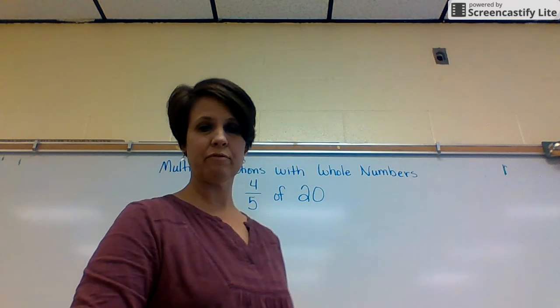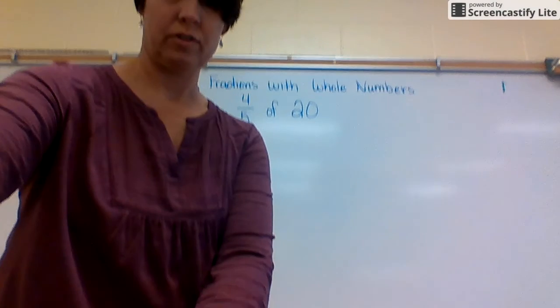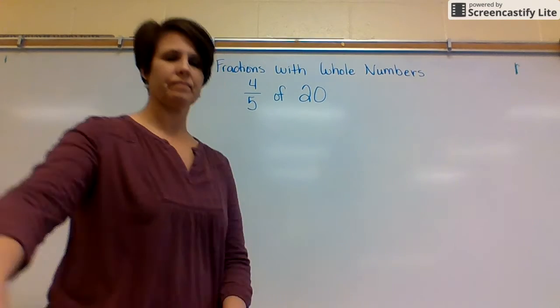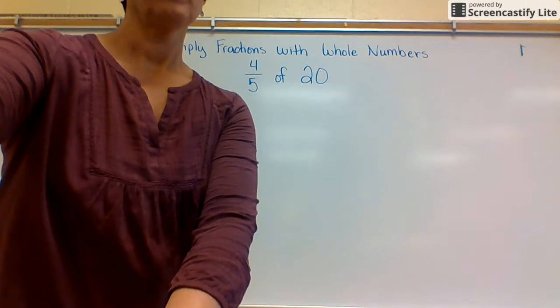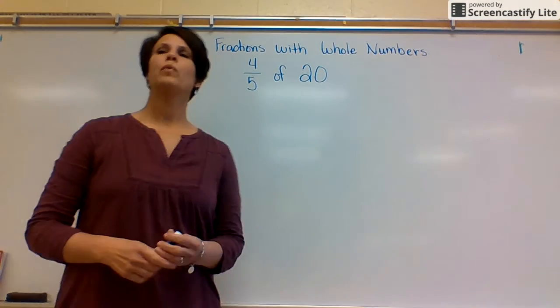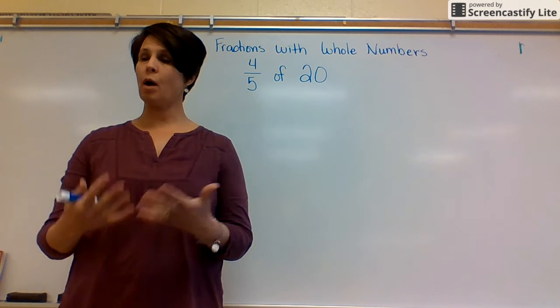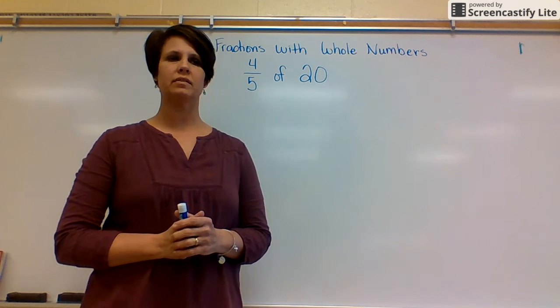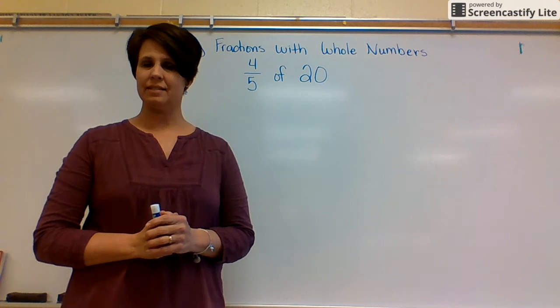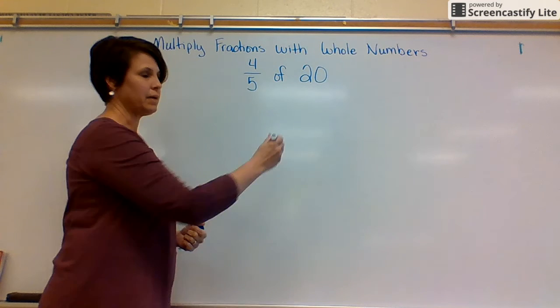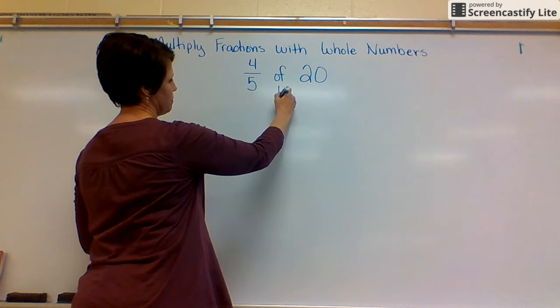This is multiplying fractions with whole numbers. It is chapter 7 in our math books. We have learned that sometimes we have words that mean operation symbols. For example, with a decimal, we use the word and. In math, the word of means to multiply.